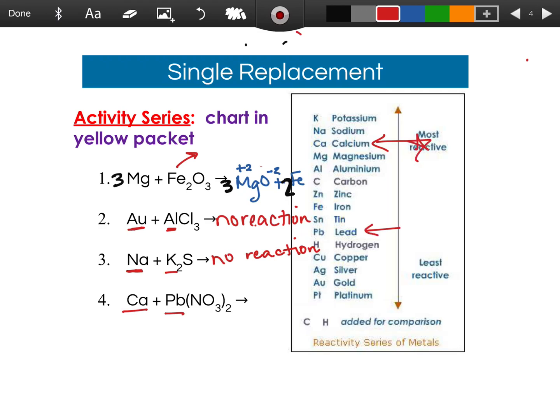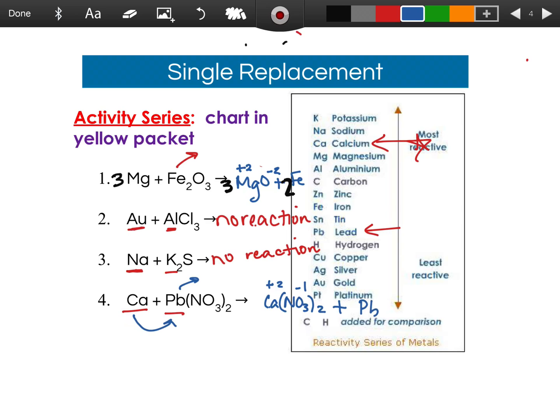So since the single element, which is calcium, is above the one that it's trying to replace, this reaction will happen. So calcium is strong enough to kick lead out of the way. And so we're going to form our 2 products. Calcium is +2, nitrate is -1. So we would need 2 nitrates. And then lead gets kicked off by itself.